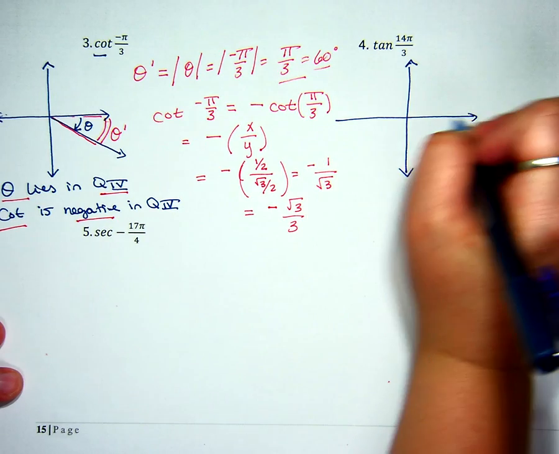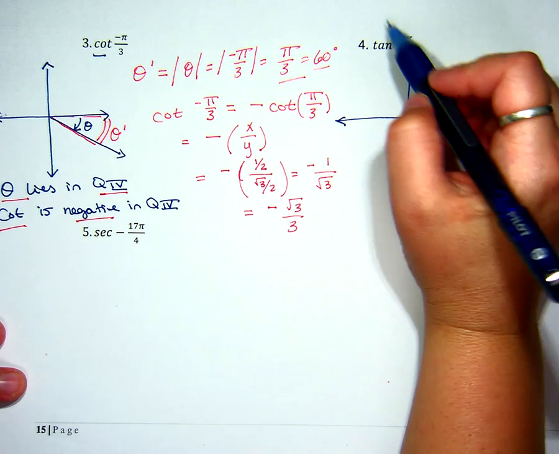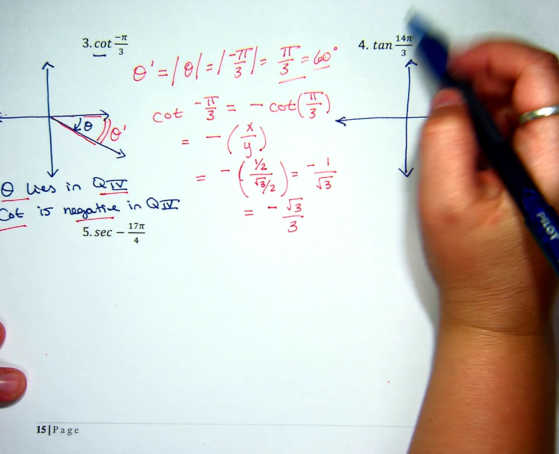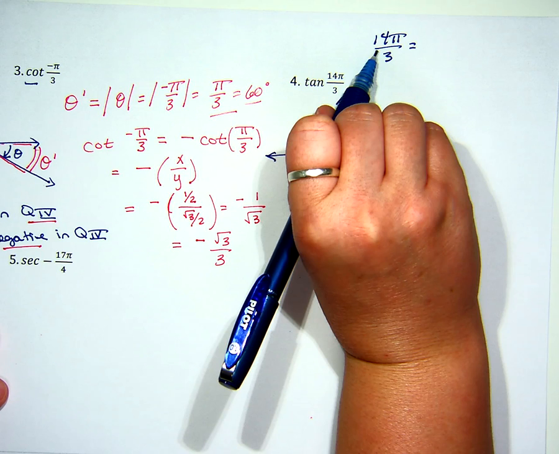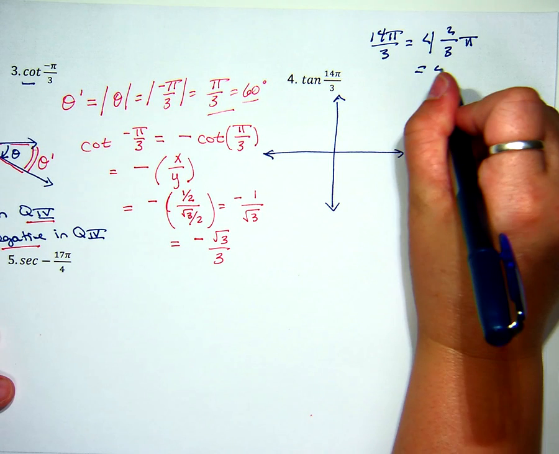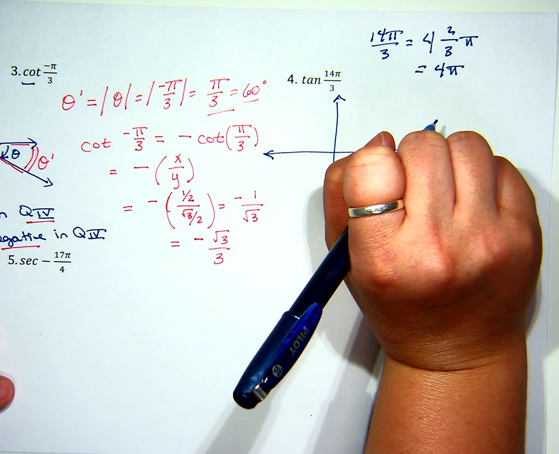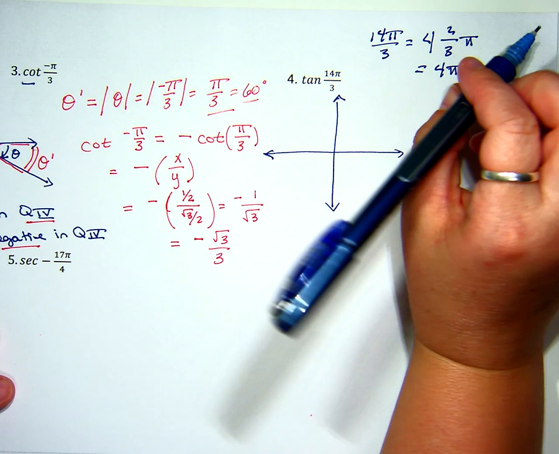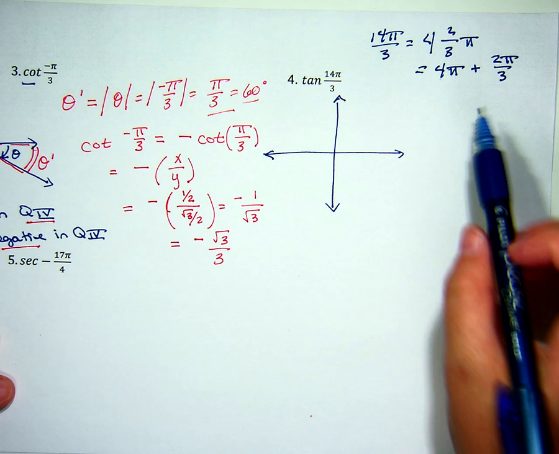14 pi over 3. First thing, in order to draw this, let's take 14 pi over 3 and break it up so that we can understand this a little better. 3 goes into 14 how many full times? 4 full times. 2 is left after. So that means I have 4 full rotations. I'm sorry, that means I have 2 full rotations, I'll get to that in a minute, and 2 pi over 3 left. Okay, now, 4 pi. 4 pi is 2 pi and 2 pi, right? 2 pi is a full rotation.